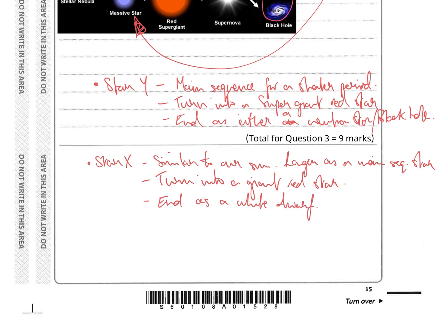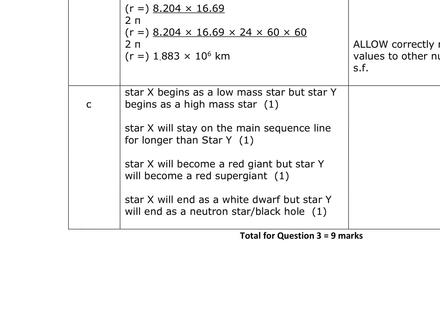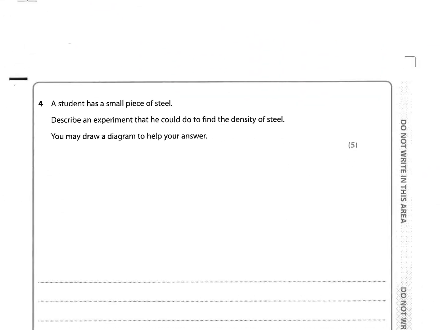Okay, let's see what the mark scheme says. So the mark scheme says that the star will begin, it has low mass, so we reference the mass, but star Y has a higher mass. Yes, we reference the masses. Star X will stay in the main sequence for longer than Y. Good, we've referenced that. It will become a red giant, but Y is a supergiant, yes. And one will finish as a white dwarf, the other one a neutron star or black hole. Excellent. So that question is complete. Okay, moving on to the next one.